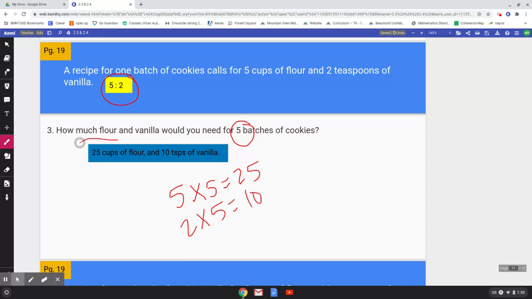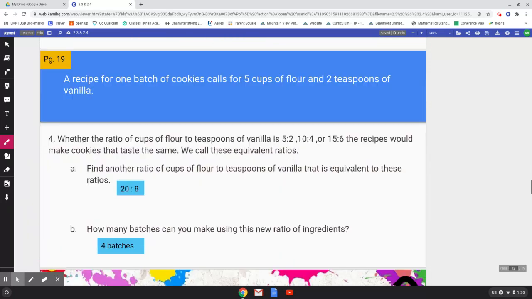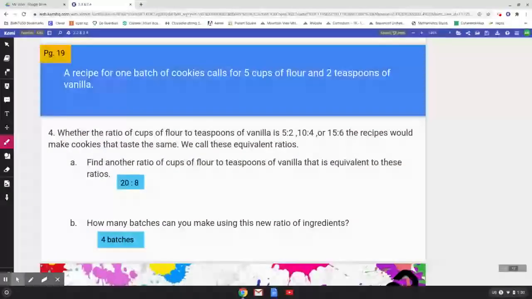So your answer is going to be right here. So please write that: 25 cups of flour and 10 teaspoons of vanilla. Okay, and then this is the end of this one. So number 4, whether the ratio of cups of flour to teaspoons of vanilla is 5 to 2, 10 to 4, or 15 to 6, the recipes would make cookies that taste the same. We call these equivalent ratios. So find another ratio of cups of flour to teaspoons of vanilla that are equal to those.